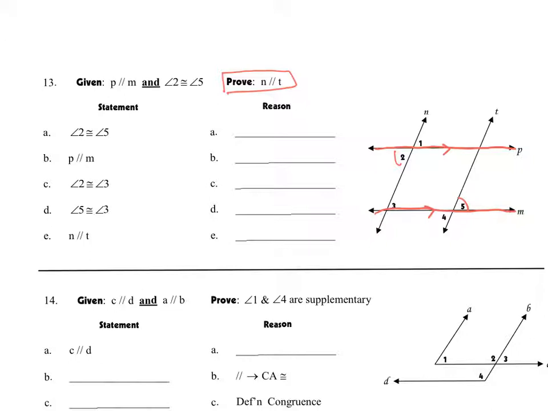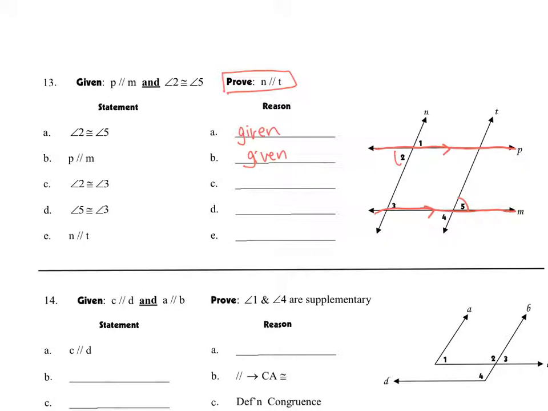Okay, so let's start with our statements here. First thing, angle 2 congruent to angle 5, that is given information. We already marked it off. And then line P parallel to line M, that is given information.